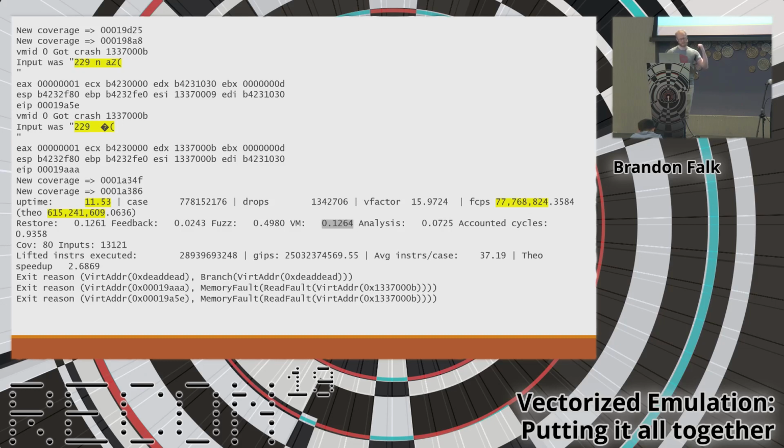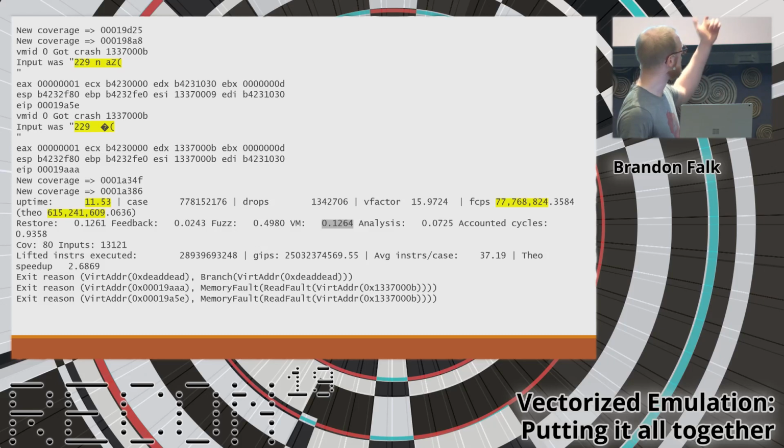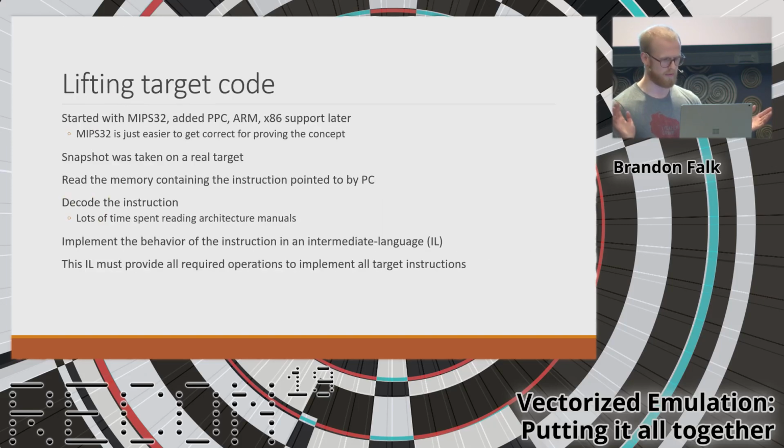In this case, we pointed it at this tiny little firewall and ran it with no inputs, no knowledge of what it was. And it was able to pick out crashing inputs by putting this 229 space. There were some other constraints. I think it has to end with a curly brace and a new line or something. And it was able to just generate that, which was really cool. In this case, it had been running for 11 seconds, and we ran 778 million fuzz cases. The yellow number is the FCPS, fuzz cases per second. That's saying it was running at 77 million, and the theoretical number is telling me that it would be running at 615 million if my fuzzer weren't so slow. So it wants to go faster and execute these VMs, but I'm hogging all the CPU time trying to generate inputs. So my fault.